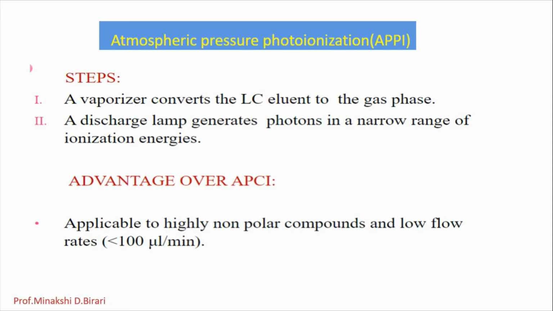So these are the few steps involved in atmospheric pressure photoionization: a vaporizer that converts the LC eluent to the gas phase, and a discharge lamp that generates photons in a narrow range of ionization energies. What are the advantages of APPI over APCI? It is applicable to highly nonpolar compounds and low flow rates.